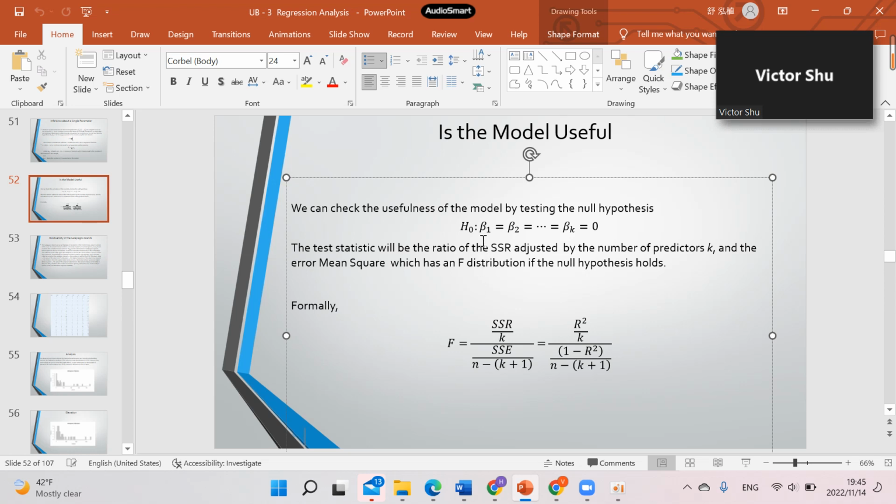Your null hypothesis is that all the betas except beta 0 equal 0. None of the predictors is helpful in predicting y. But if you get a very large F statistic, you're going to reject the null hypothesis, saying there's actually some predictors, maybe 1, maybe 2, maybe k. You don't know how many predictors from the F test, but at least one predictor is useful in predicting your y value. That's the F test.